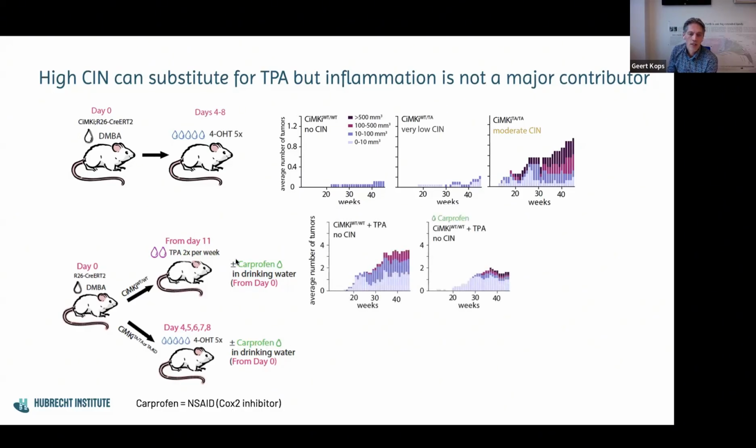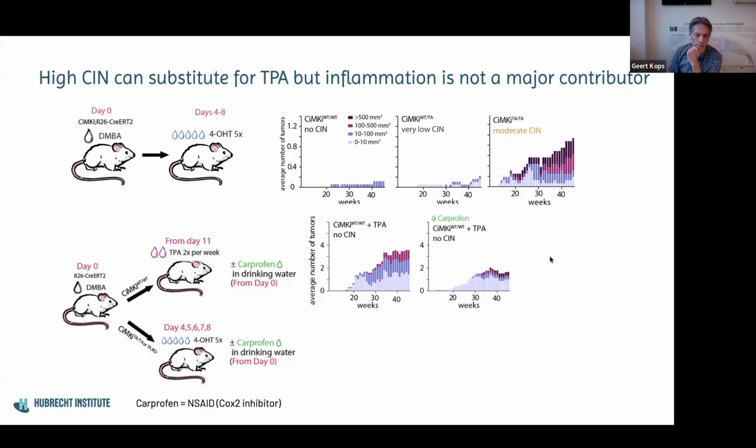So in the control, indeed, we see that TPA does induce some inflammation because if we add carprofen to the drinking water of these mice, we see that the number of tumors and the size of the tumors generally just decreases. We also see that it's not complete, even though when we do all the immunohistochemistry, it looks like there was a very efficient suppression of immune infiltration in these tumors. There is some other effect of TPA, I think, that is in play here.